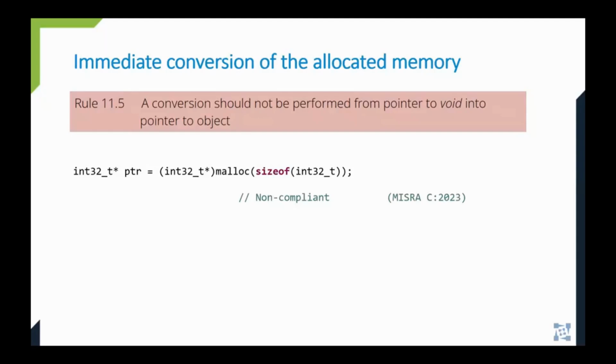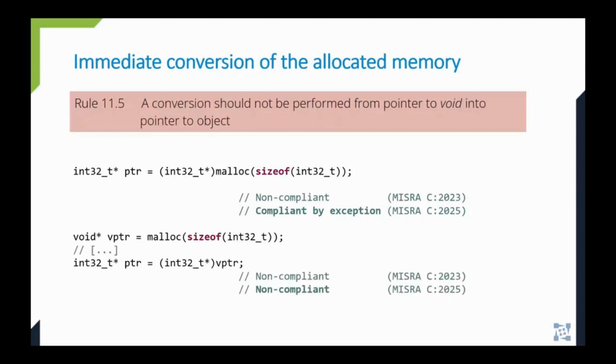Similar situation we have with Rule 11.5, which restricts conversions from a void pointer to a pointer to object type. Here also an exception has been added to allow conversion, allowed by the standard, where a pointer to newly allocated memory is converted to a pointer to an object type. Please note that in order to keep the rule decidable, MISRA allows only immediate conversion to be made.